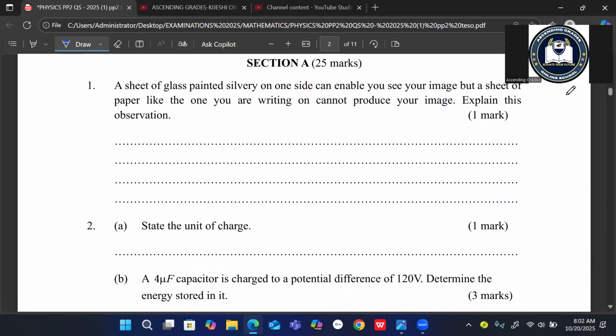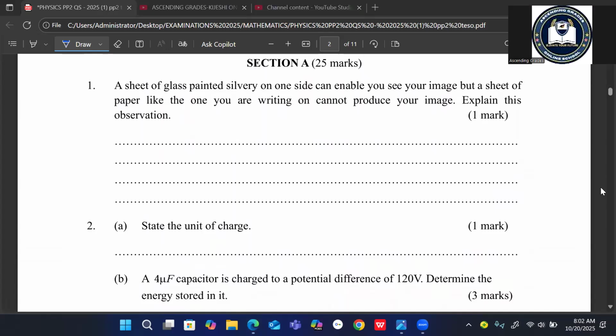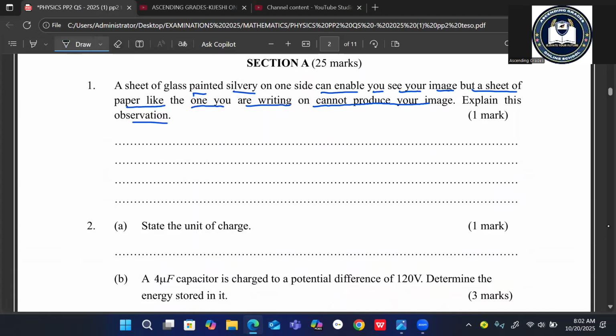A sheet of glass with silvering on one side can enable you to see an image, but a sheet of paper, like the one you are writing on, cannot produce your image. Explain this observation. So in this case, we have to look at the reflective properties.